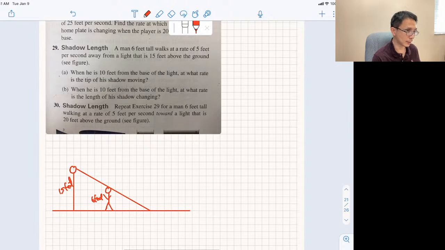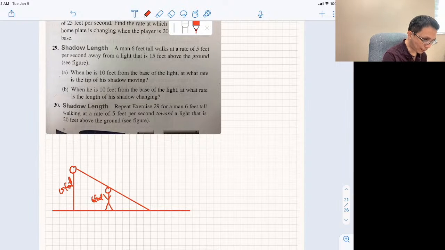So what do you guys think? What I mean by tip of shadow, what's the difference? You say the tip of the shadow is going to be greater than the length of the shadow changing? Is that what you guys concluded? Yeah. Okay.